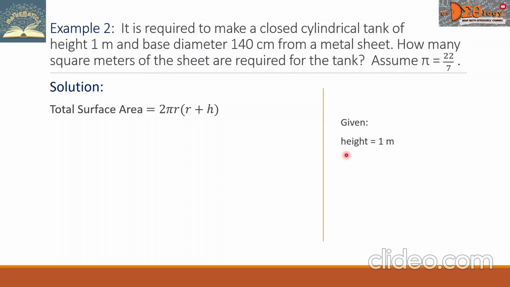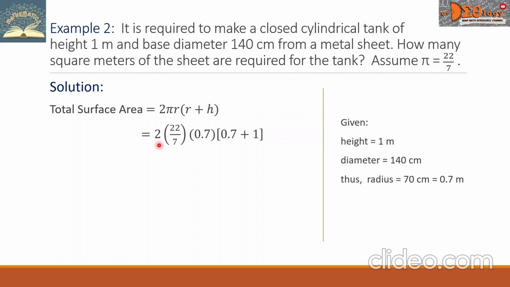Given in the problem, first is the height, that is 1 meter. Second is the diameter, given as 140 centimeters. In the formula, we need the radius. So when we divide this by 2, the radius will be 70 centimeters. Another consideration here is we need the area in square meters. The radius is in centimeters, so let's convert this into meters. So it becomes 0.7 meter.